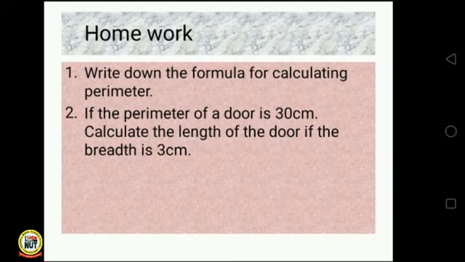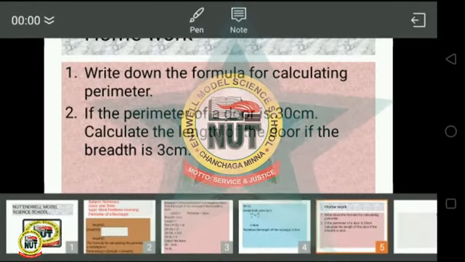The shape of the door is a rectangle. All right, so you are going to calculate the length of the rectangle. The perimeter is given and the breadth is given.